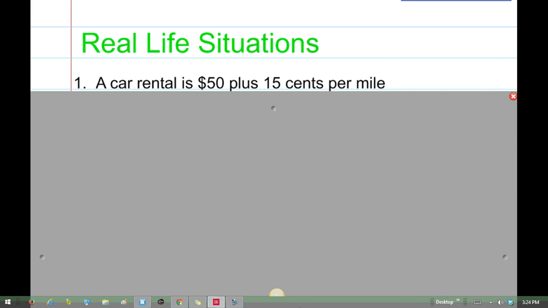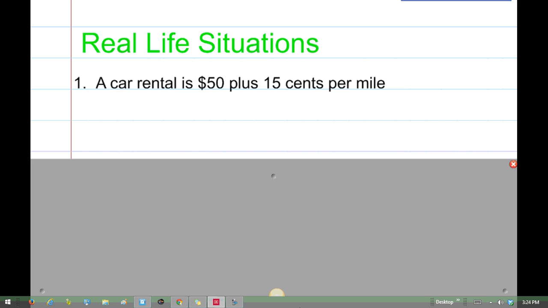Graphing is important in real-life situations like this. A car rental is $50 plus 15 cents per mile. Well, I'm going to get charged 15 cents for every mile that I go. On top of that, I have to pay 50 bucks. I only have to pay that $50 one time, so that's why the 50 is by itself. But the 15 cents happens for every mile. So depending on how many miles I go, that will determine how much I pay to rent that car.